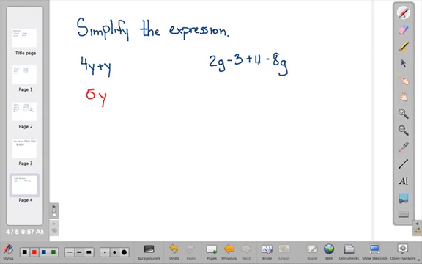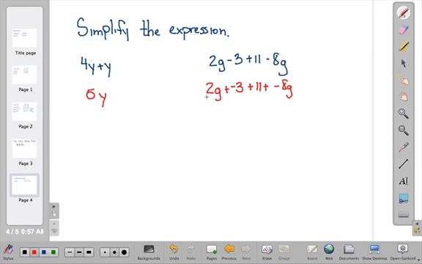This example over here is a little more complicated. Please note that we have subtraction, so that means anytime we have subtraction, we want to go back and change our subtraction to addition. Same add opposite. So 2g is going to stay the same, plus negative 3, plus, and here we have some more subtraction. The 11 is going to stay the same. My subtraction sign is going to become an addition sign, and we're going to have negative 8g.